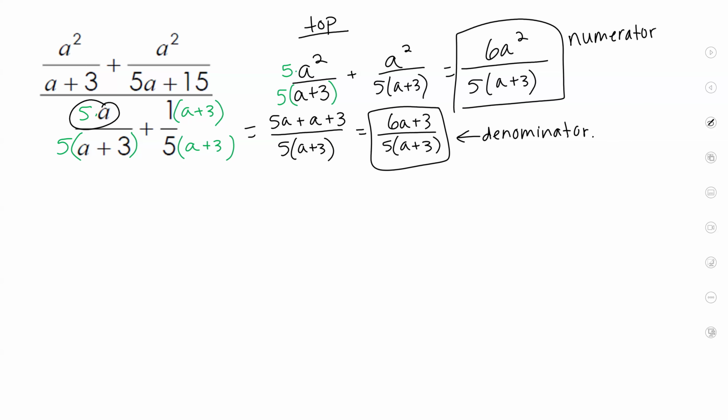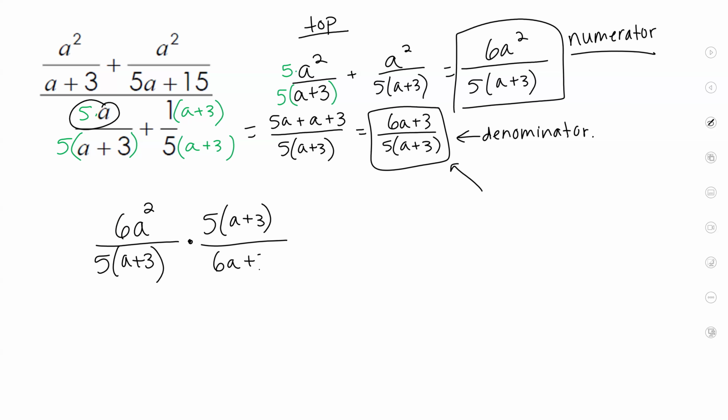So now we're going to set this up as a division problem. The numerator will just stay the same. So I'll have 6a squared over 5 times a plus 3 times, what do I do to this denominator? Flip it. So I'll have 5 times a plus 3 in the numerator and 6a plus 3 in the denominator. All righty, let's simplify. Well, those are identical. Your answer, 6a squared over 6a plus 3.